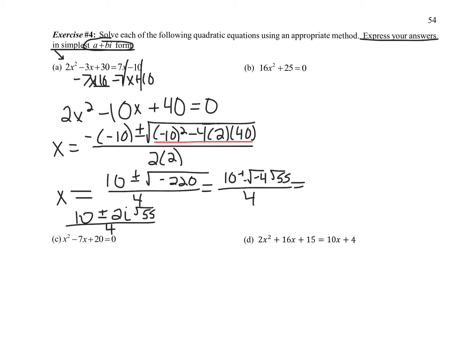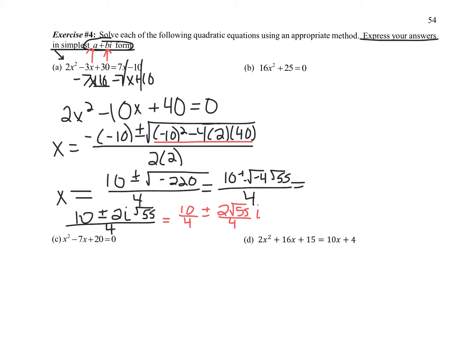Now, this is going to add something little about a plus bi form. Because we want the real part and the imaginary part separate, when I want a plus bi form, I'm actually going to split this up into 2 separate fractions. So here, I rewrite this as 10 over 4 plus or minus 2 radical 55 over 4i. So that looks kind of weird. We don't usually split it up, but once again, that's a plus bi directions.